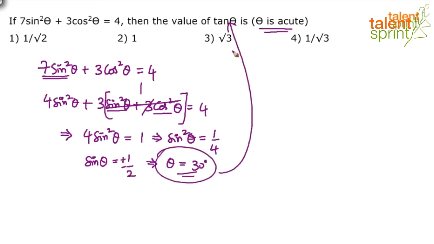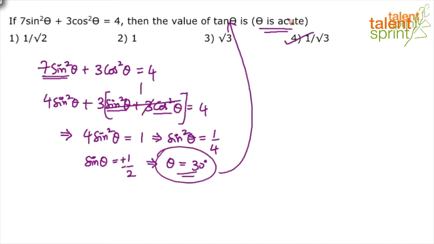Substitute here. Tan 30 is 1 by root 3. So option 4 has to be the answer. Is that clear? So I think many of you had marked option 3 as the answer, root 3, which is wrong. The answer is 1 by root 3. Let me just see how many had marked option 3. Vikram Yadav, Shilpi Roy, Devasis, Amrendra, Jagabandhu. All of you had marked 3 as the answer, right? Answer is not 3. Answer is 4. Option 4, which is 1 by root 3.